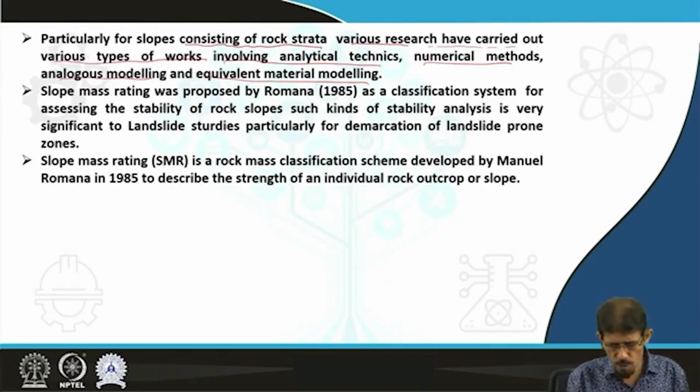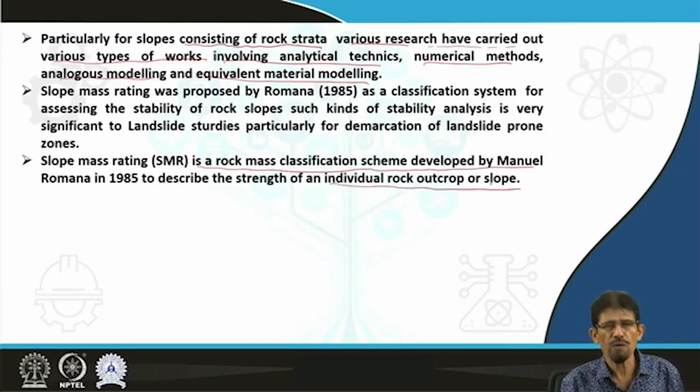So the slope mass rating is a rock mass classification scheme developed by Romana in 1985 to describe the strength of an individual rock outcrop exposed in a slope. Friends, we know that a slope is made up of soil as a soft slope or made up of rock strata as a hard slope. In the case of a soft slope, this concept is not applicable, because this concept is required to consider slopes comprised of rock strata and rock mass.